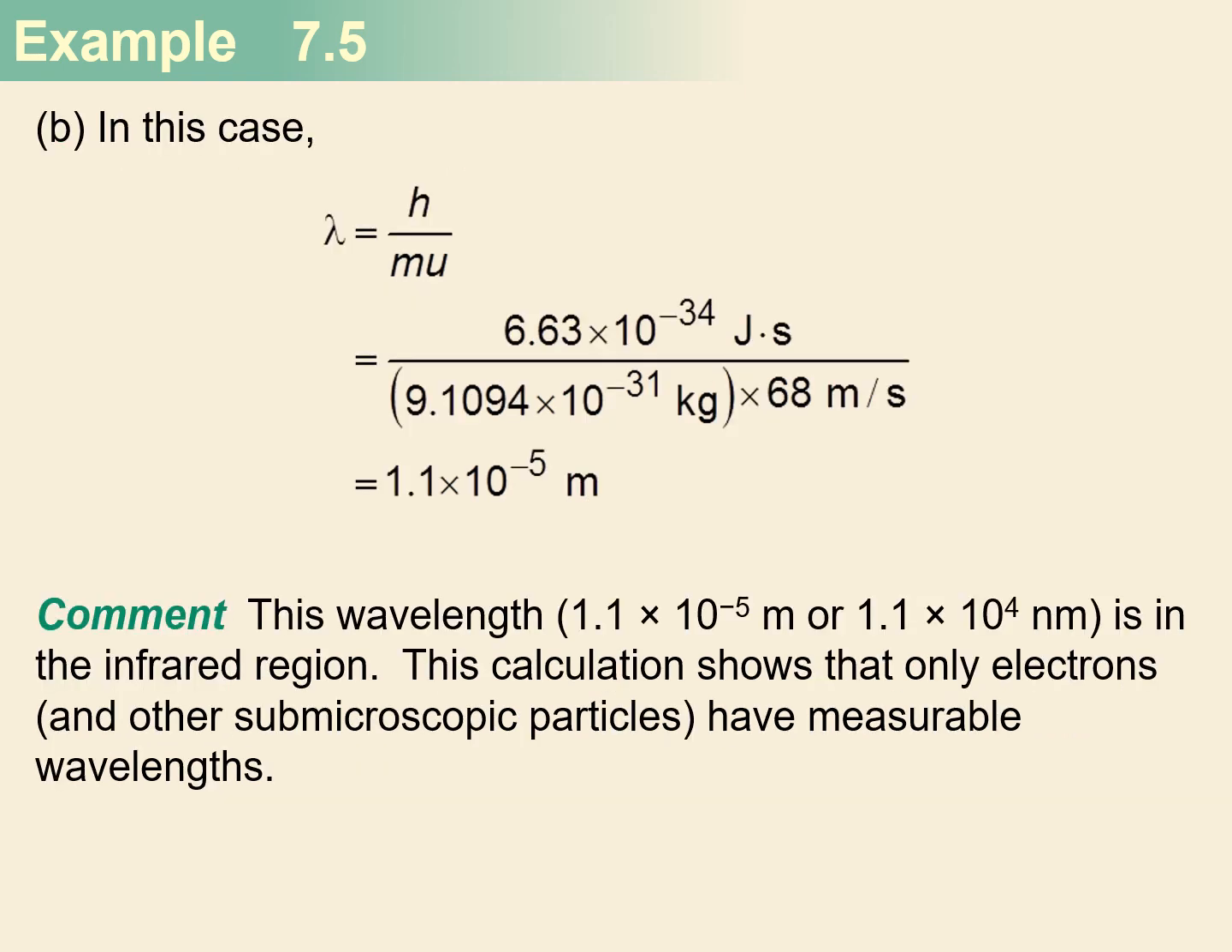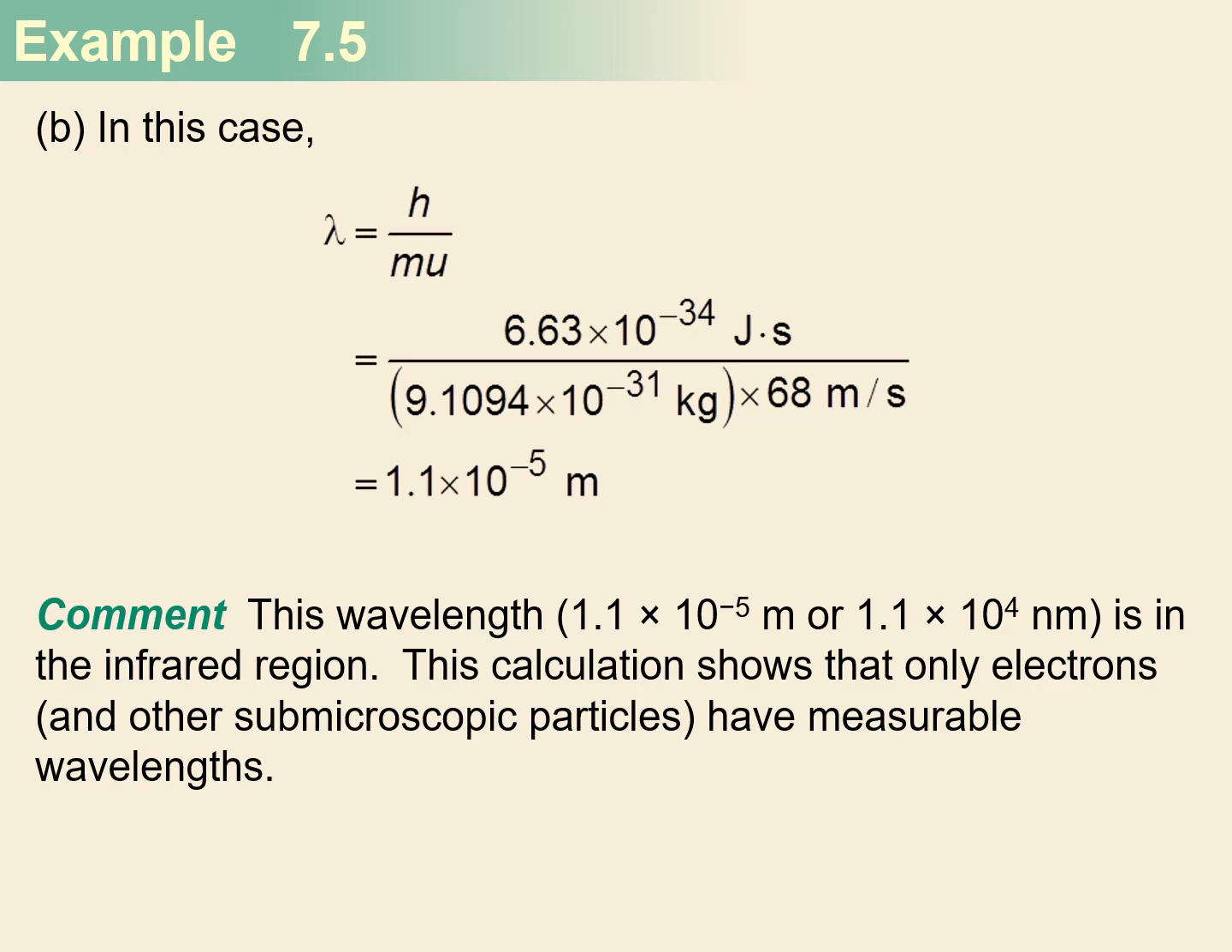In the second case for the electron, we're going to see that we get a very different result. When we plug the numbers in, because the mass of the electron is so tiny and the mass is in the denominator, we're going to find that we actually get a much larger wavelength. And if we convert this wavelength, which is 1.1 times 10 to the negative 5th meters, to nanometers, we get 1.1 times 10 to the 4th nanometers. This is in the infrared region and in fact shows that only electrons and other submicroscopic particles do in fact have measurable wavelengths.